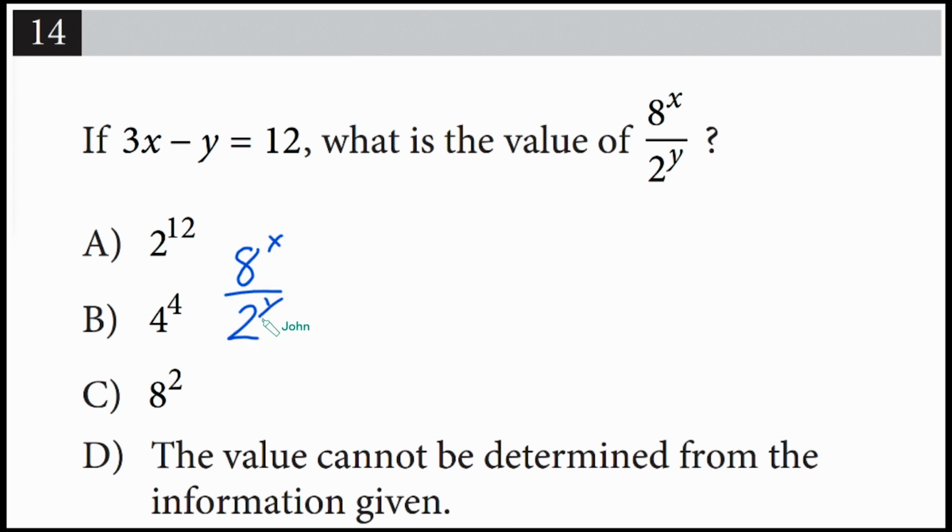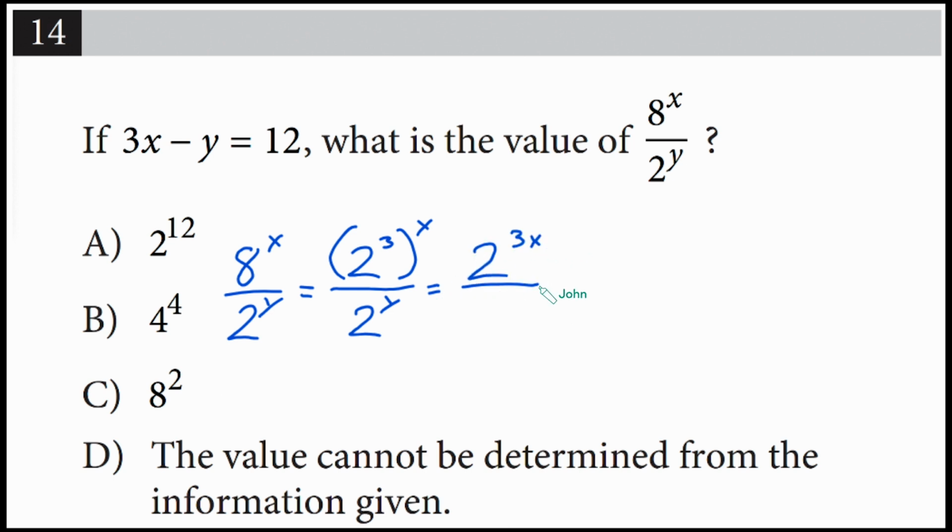8 to the x over 2 to the y is equal to 2 cubed to the x over 2 to the y, which is 2 to the 3x over 2 to the y, since we multiply exponents in this power of a power arrangement. And now that we have the same bases, we can use the quotient property of exponents, which leaves us with 2 to the 3x minus y. And finally, we're told that 3x minus y is equal to 12, so the answer is 2 to the 12th.